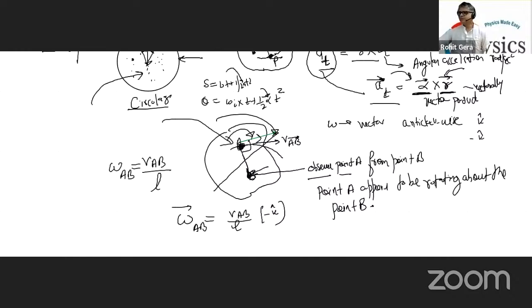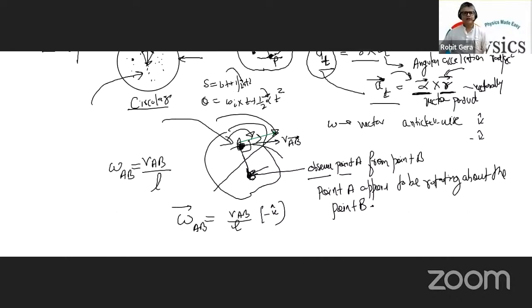So if you take any two points on a rigid body, at any instant, you can safely say that they will have an equal amount of angular velocity. They can't have different angular velocities if you're on the same rigid body. But you can only have different angular velocity relative to a point which is outside of the rigid body.